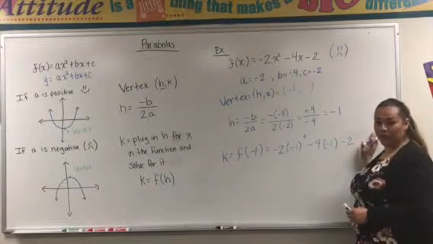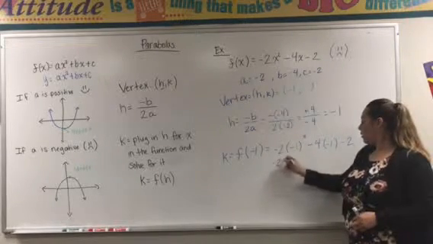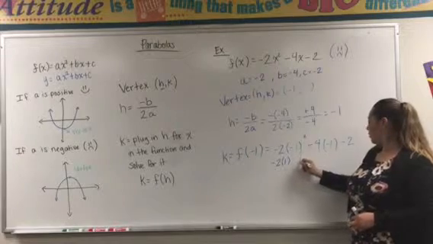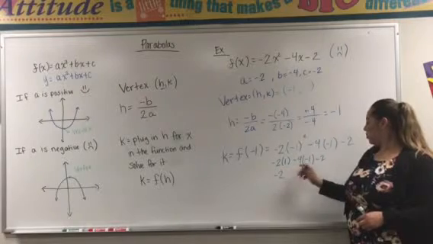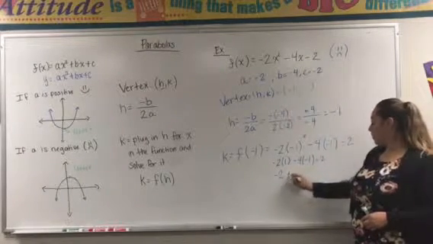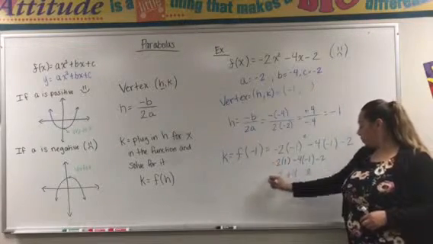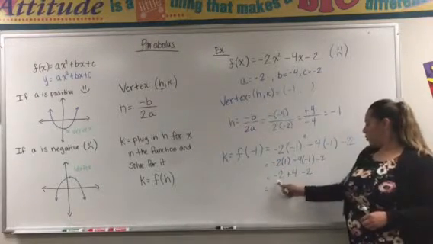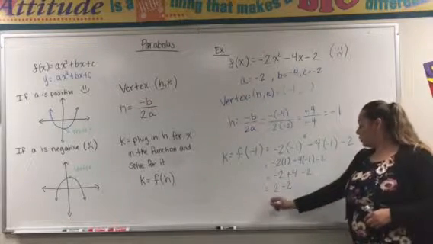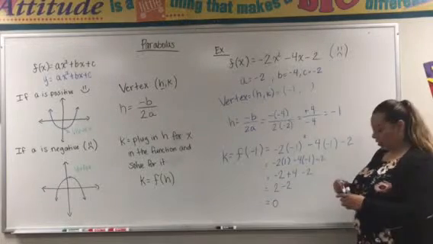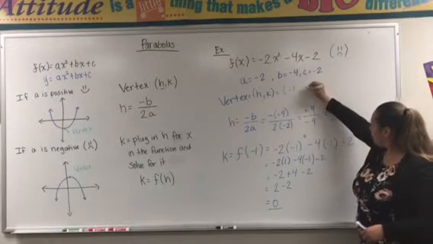This right here we can put into the calculator, or you can do it by hand. Negative 1 squared will be just 1. Negative 2 times 1 is negative 2. Negative 4 times negative 1 will be positive 4, minus 2. Negative 2 plus 4 is, we owe $2 and we have 4, so we still have $2 left. And then 2 minus 2 is equal to 0. So this right here is our vertex. This is our k, this is our h, so it'll be negative 1, 0.